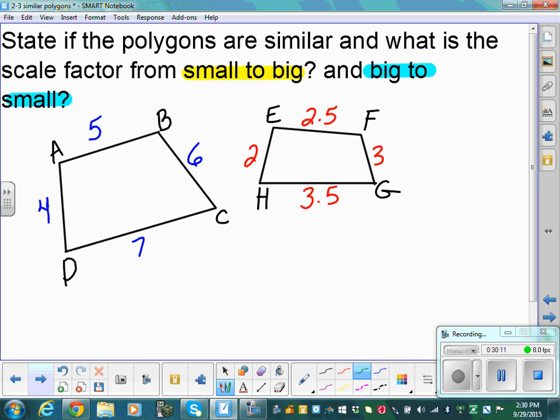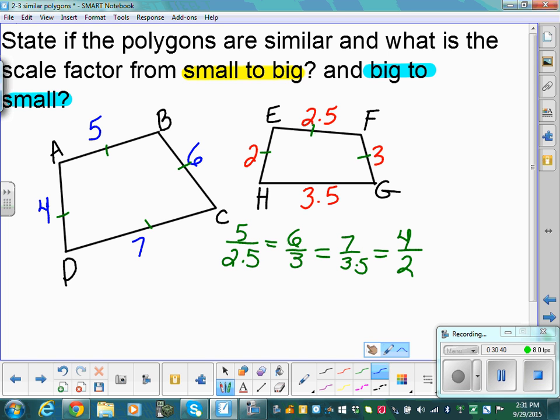But first, let's determine, are these similar? You have to check all the ratios. So I'm going to check all the ratios. So we have 5 over 2.5 better be equal to 6 over 3, which better be equal to 7 over 3.5, which better be equal to 4 over 2. Now actually do that on your calculator. If you do this, you're going to get 2 is equal to 2 is equal to 2 is equal to 2.